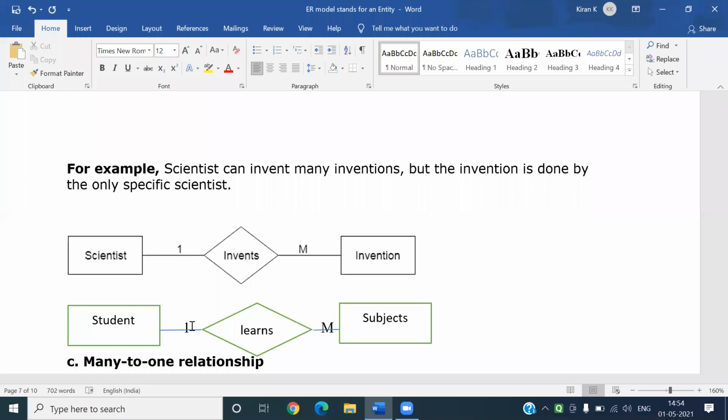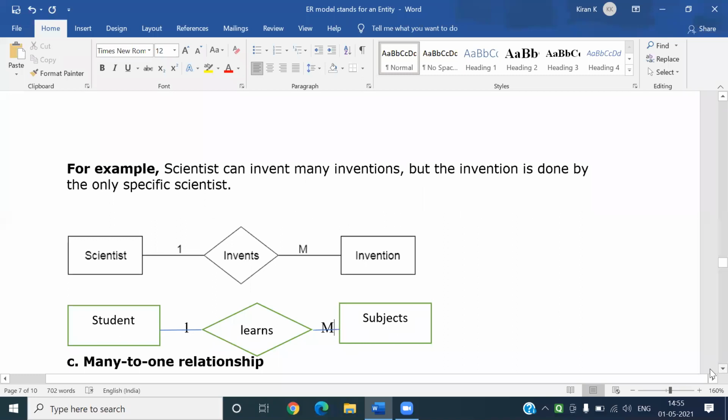This means that a student learns more than one subject every semester. Student means one student from the student community. One student learns subjects; there are many subjects, and in a semester he studies more than one subject. That is the meaning of one-to-many. One student learns more subjects in one semester. This is represented as one to many.